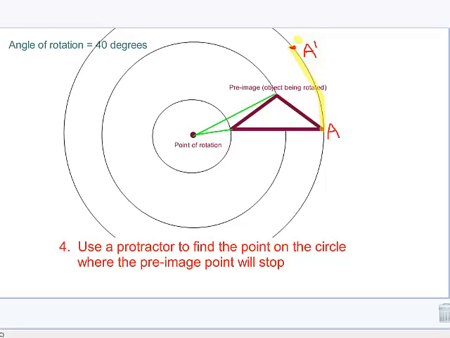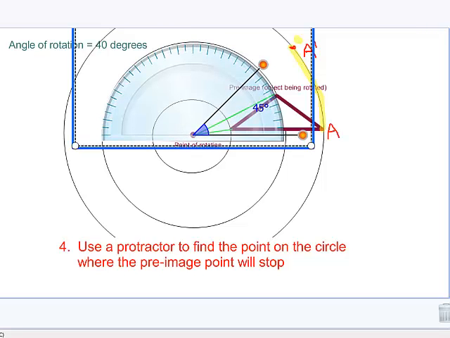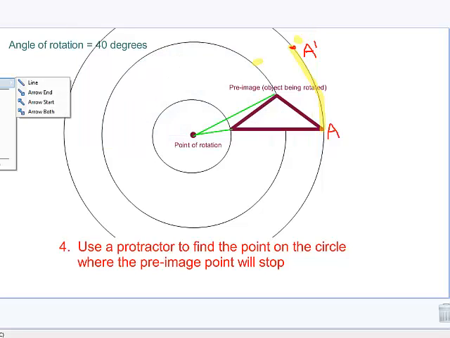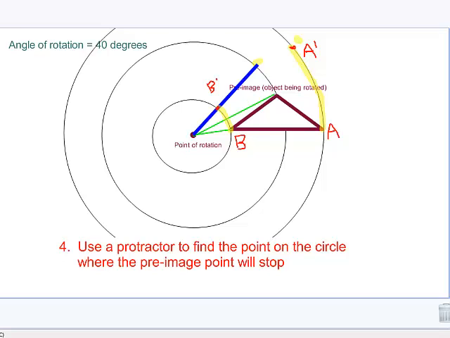Get your protractor again. This time, I'm going to line up the baseline with the segment for the left vertex. The circle for the left vertex goes right through here. So I'm going to crank this out to 40 degrees again. And I'm going to put a mark. I'm going to take a straight edge and draw a segment from the point of rotation to that point. This point will trace this circle until it goes right here. So if this were point B, that would make this the point B prime.